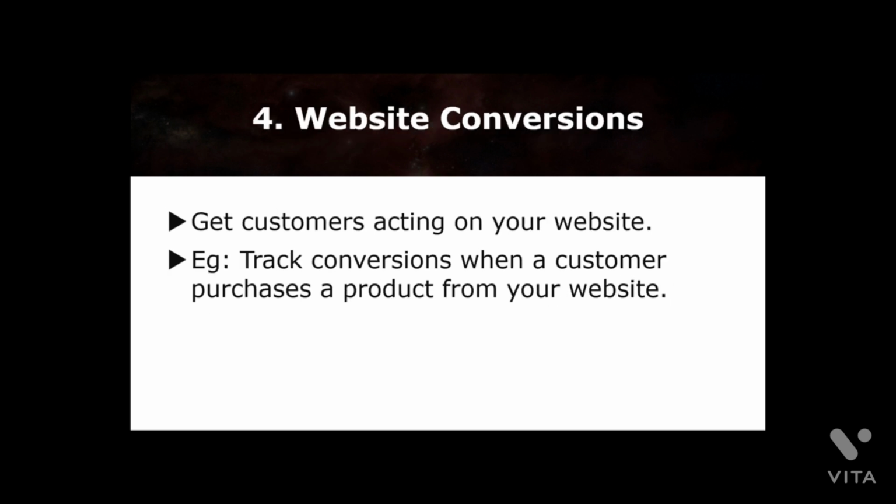Last but not least is website conversions. This campaign objective is to get your customers acting on and using your website. For instance, you can track conversions when a customer purchases a product from your website. To enable website conversion ads, you'll need to use the Facebook Pixel for websites. In the next module, we'll talk about budgeting your Facebook ads as well as targeting your audience.